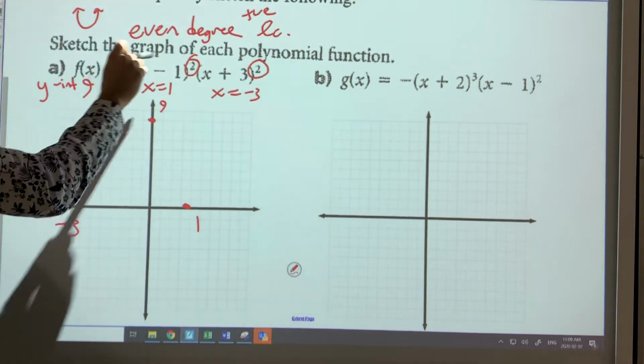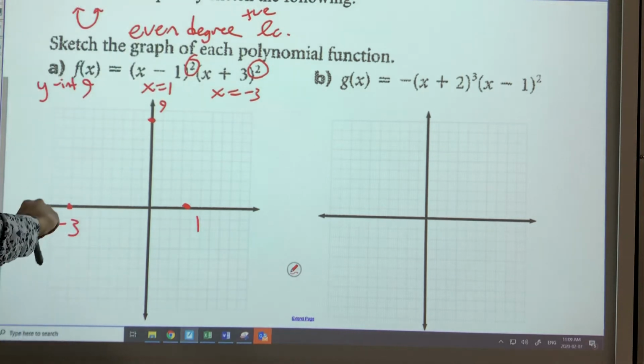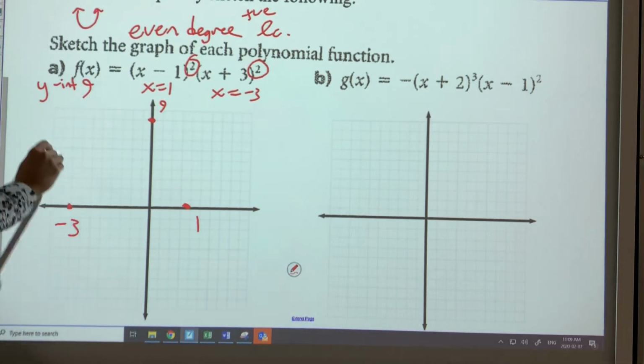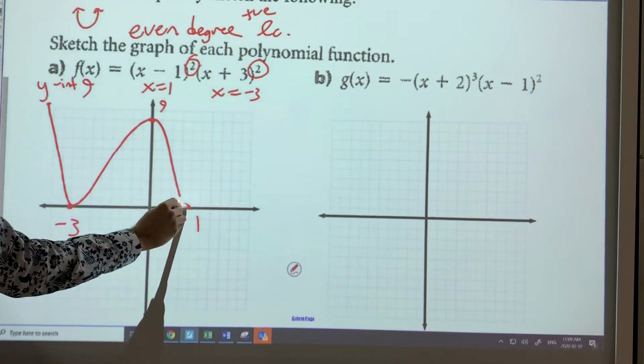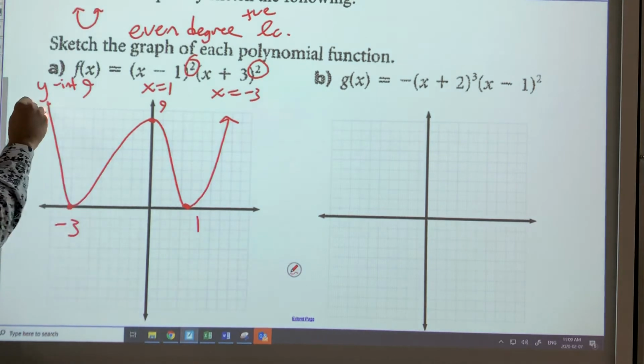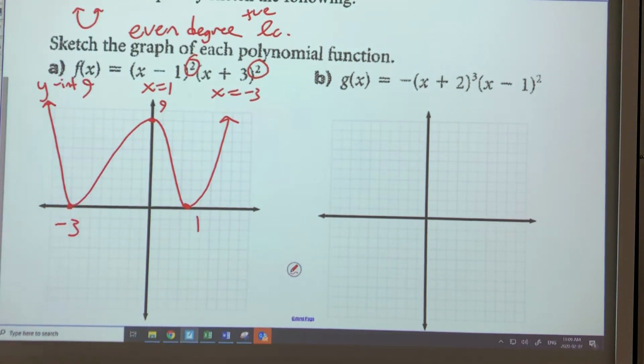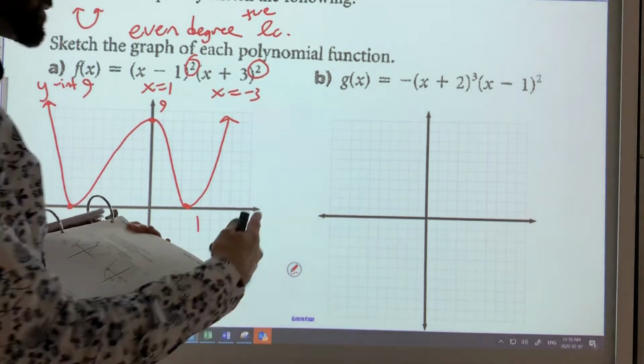For even multiplicity, it will bounce back. It'll just touch the x-intercept and bounce back. So we know that we start up here. We're going to touch it, bounce back. We've got to go through here, touch it, bounce back, boom, done. Let's just take the 1 minute to do this one.